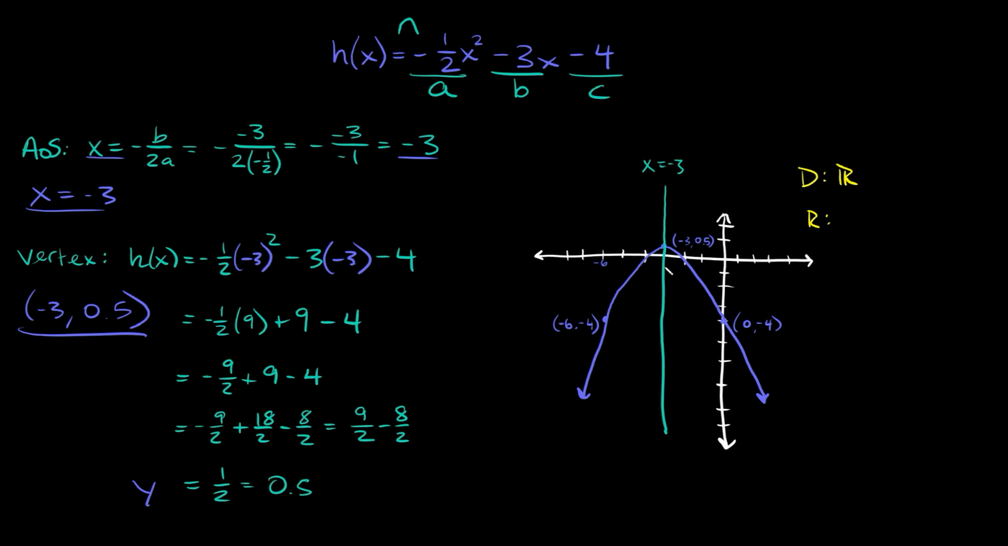And for the range, it's going to be a little bit different. So here, the y values go from 0.5, right? So y is equal to 0.5 right here, and then down towards negative infinity. So we can say it goes from 0.5 to negative infinity, or we could say that y is less than or equal to 0.5.